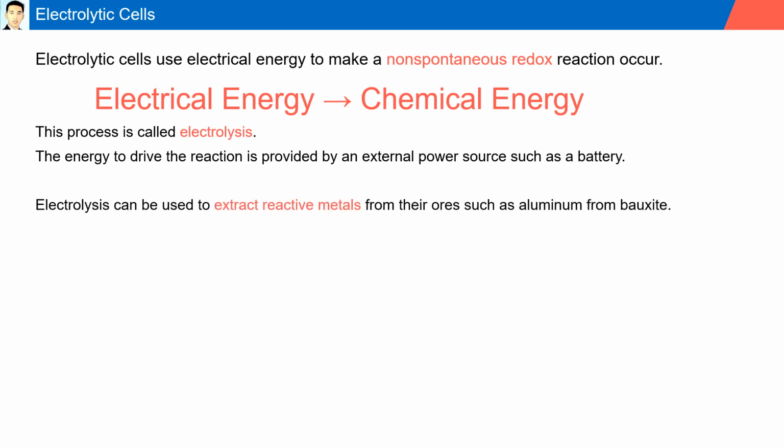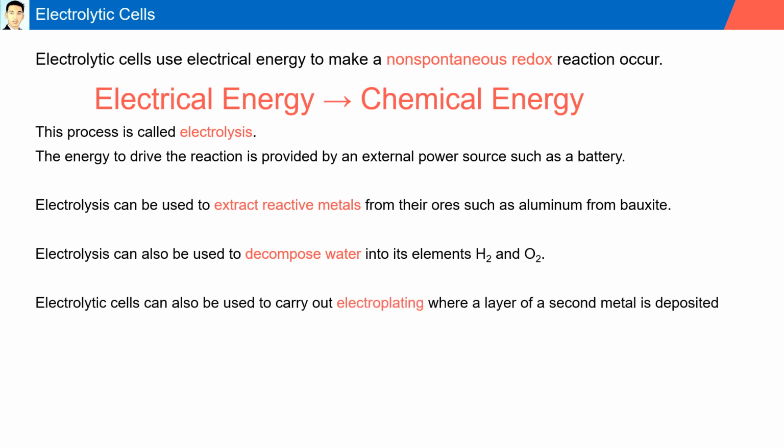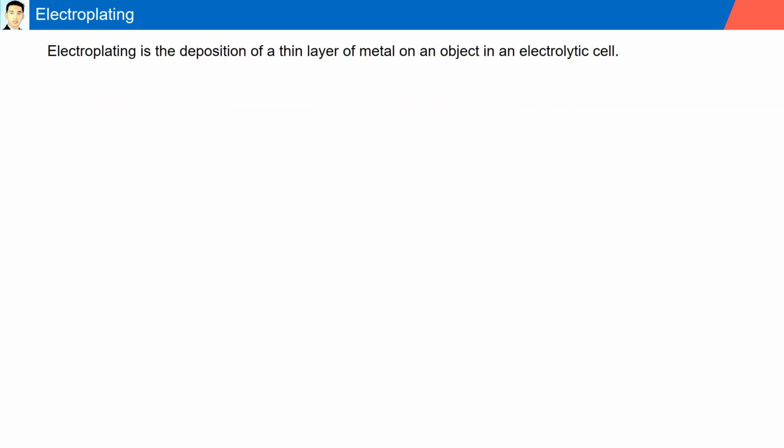Electrolysis can be used to extract reactive metals from their ores, such as aluminum from bauxite. Electrolysis can also be used to decompose water into its elements, hydrogen and oxygen. Electrolytic cells can also be used to carry out electroplating, where a layer of a second metal is deposited on a metal surface to enhance its appearance and protect it from corrosion.